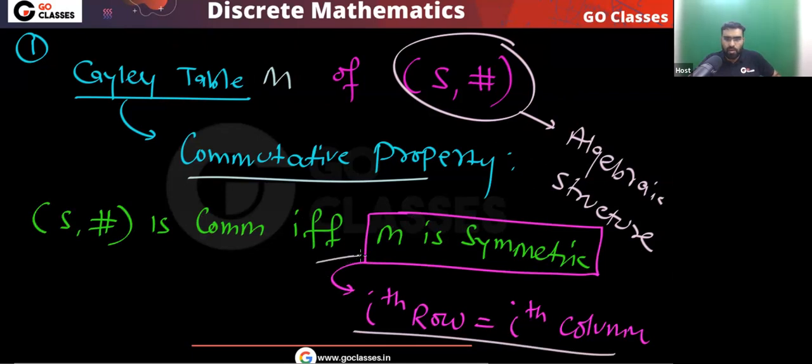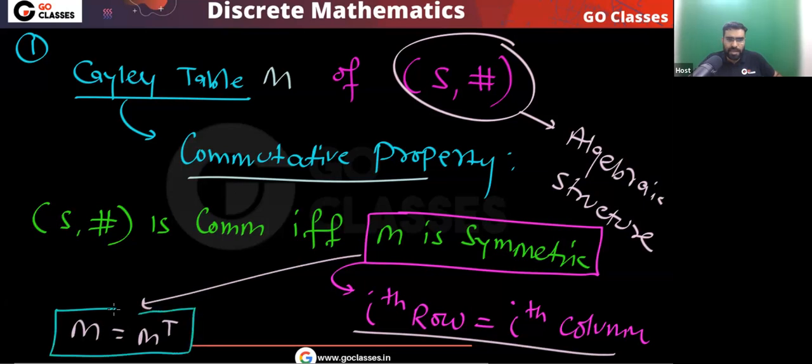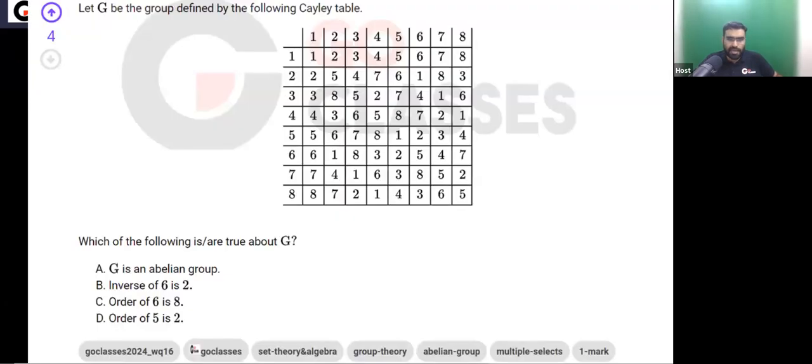Or, as you have seen in linear algebra, M is equal to M transpose. This is the definition of a symmetric matrix: M is equal to M transpose, or the ith row is equal to the ith column. So let's check. Can I say the ith row is equal to the ith column here?